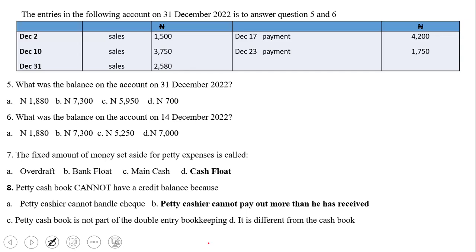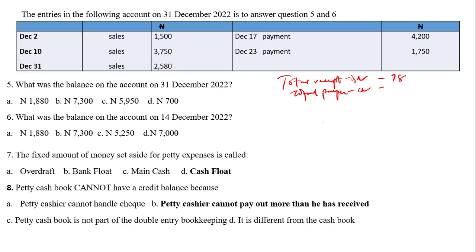Don't forget, for you to get the balance, you need the total receipts that you have on the debit, and you need to deduct the total payments that you have on the credit. So for my own calculation, total receipt is 7830, total payment is 5950. If I deduct that accurately, it will give me this value. To confirm, this is the value. That is option E.